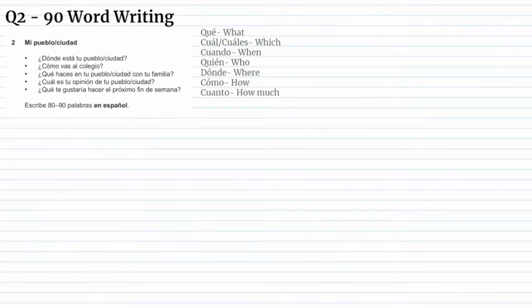So for the 90-word writing, the first thing you want to look at is these bullet points right here. Each bullet point is going to be written in a different tense. So we can see here, ¿Dónde está tu pueblo o ciudad? Right here, this is a present tense question. So we're going to want to answer this in the present tense.